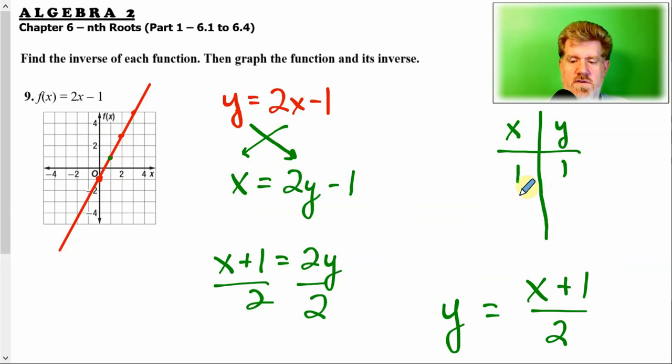I'm going to pick 3. And the reason I'm not picking 2 is I don't want any halves. I don't want any fractions. 3 plus 1 is 4. 4 divided by 2 is 2. So I go over 3. I go up 2. And let's see, what do we go out to? Well, let's go to negative 3 just because. What's negative 3 plus 1? Well, negative 3 plus 1 is negative 2. Negative 2 divided by 2 is negative 1.